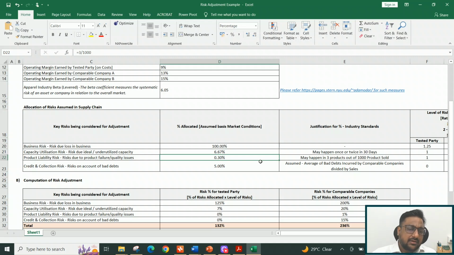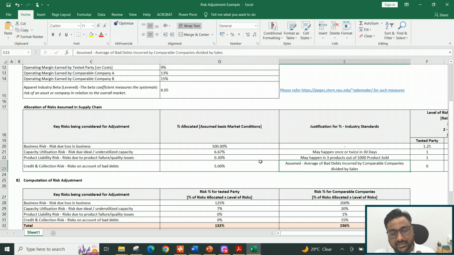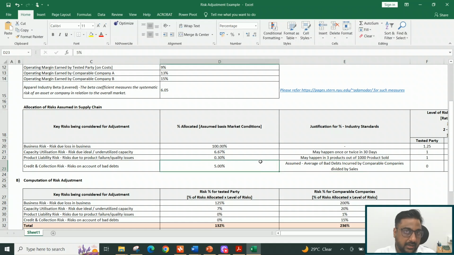And bad debts risk, that is credit and collection risk, that is 5%. So this I have taken from the comparable companies. I have divided that particular thing by sales, arrived at one ratio and put it at that part, because that's a risk. So if I sell a 10 rupees or 100 rupees product, 5 rupees I am sure that I will not get back if I am selling that particular product on credit. So this is the risk which I am facing right now.